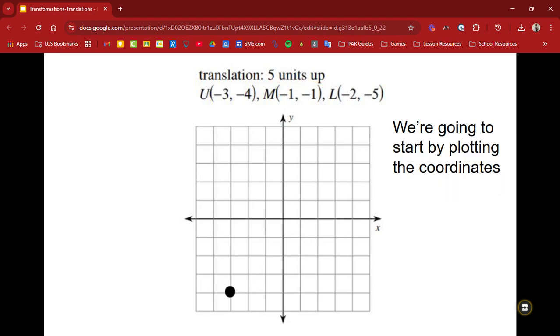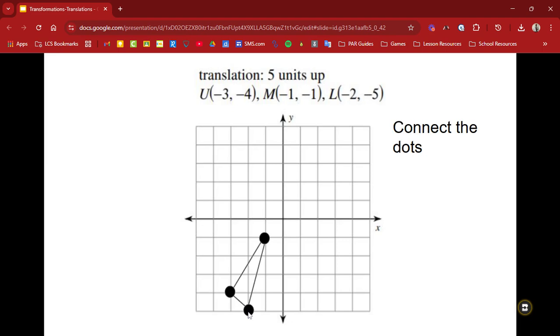So there goes U. Because it says -3, -4, I'm starting at my origin. I'm going to the left 3 times, and then I'm going down 4 times. I do the same thing with M. -1 means I go to the left 1, and then I go down 1. And then with L, -2, -5, I'm going to the left 2. Oh, I went too many times. I go to the left 2, and then down 5: 1, 2, 3, 4, and 5. So it should be down here. When I connect the dots, that is what it looks like.